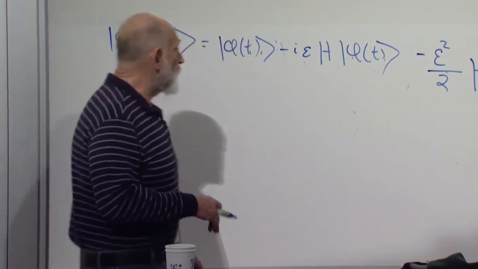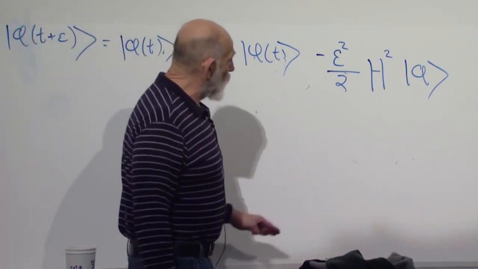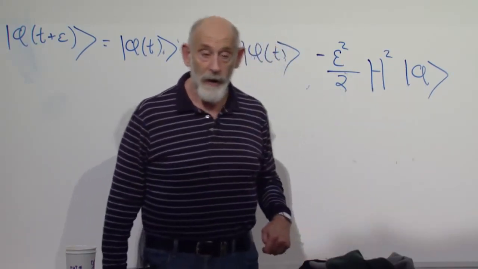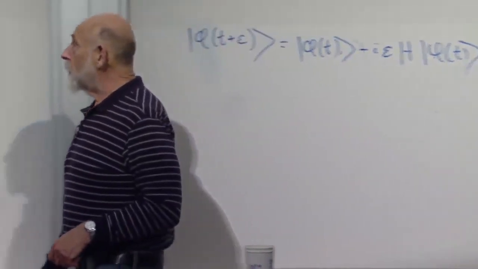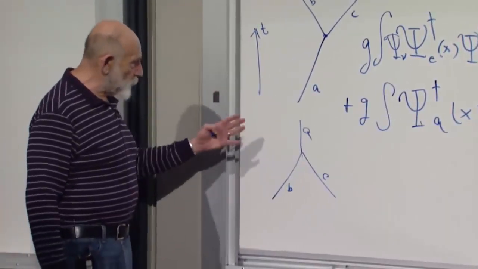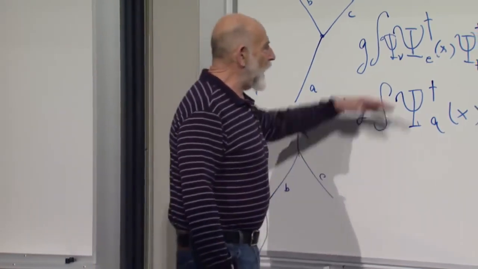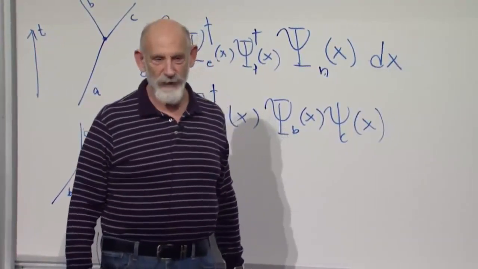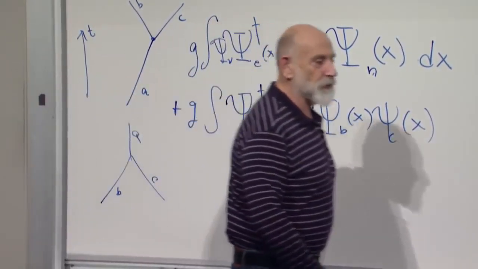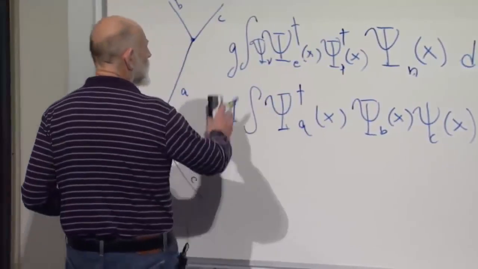So this is what you would learn if you went to the next order in small quantities, that there's a change in the state from one instant to another which is proportional to H squared times psi. That's very interesting because we can draw some diagrams now. What does H squared do? Well, we could take H squared and multiply it all out, and we could try to see what it does. But that's dumb. The easy way to do it is just to use the pictures. Let's erase this.